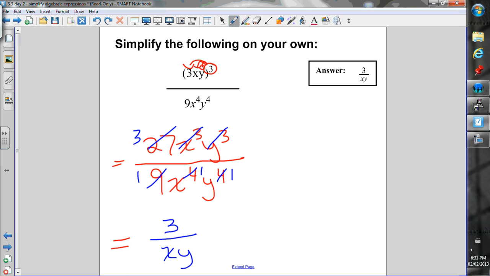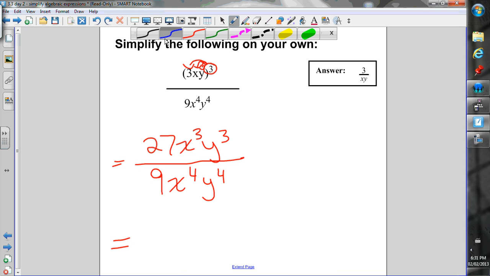The other way you could do this one, if that way doesn't make sense to you, do it this way. So 27 divided by 9 is 3. Look for powers with the same base. So I have an x cubed divided by an x to the 4. They have the same base. I'm dividing them. I keep the base the same. And then what I do is I subtract the exponents. 3 minus 4 is negative 1.